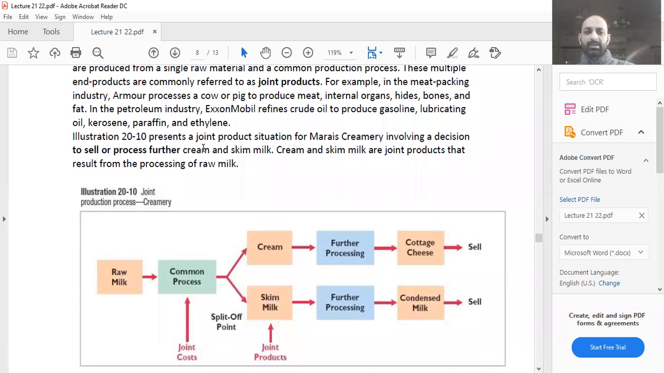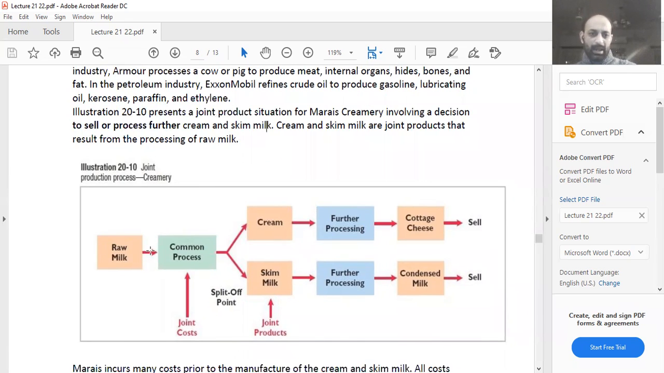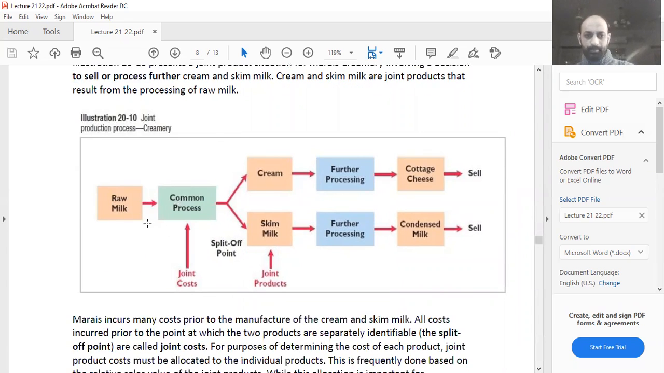Illustration 20.10 presents a joint production situation for Maris's Creamery involving a decision to sell or process further cream and skim milk. As I've told you about joint products, when you put in the raw material, which is milk in this case, there is a common process in which all your products are processed. That is called the joint cost. The point at which the products separate is called the split-off point.